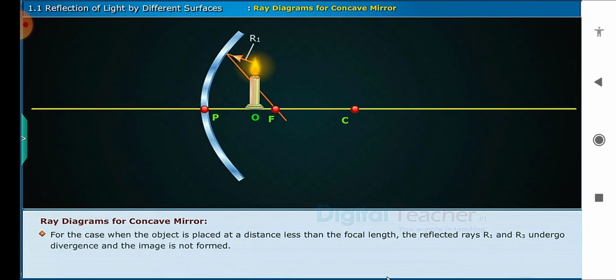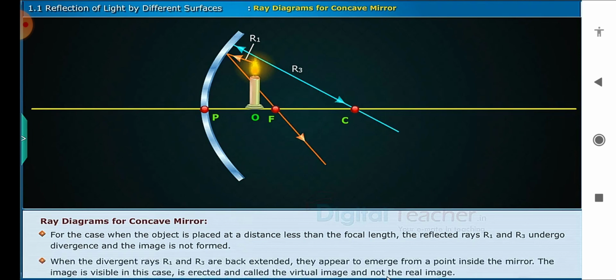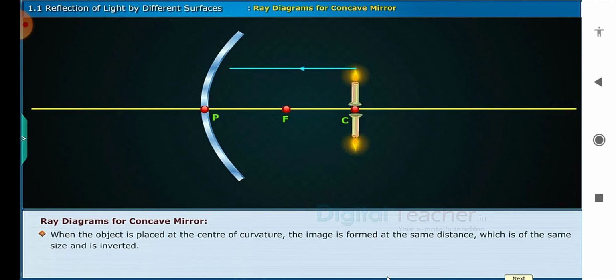For the case when the object is placed at a distance less than the focal length, the reflected rays R1 and R3 undergo divergence and the image is not formed. When the divergent rays R1 and R3 are back extended, they appear to emerge from a point inside the mirror. The image visible in this case is erect and called the virtual image and not the real image. When the object is placed at the center of curvature, the image is formed at the same distance, of the same size, and is inverted.